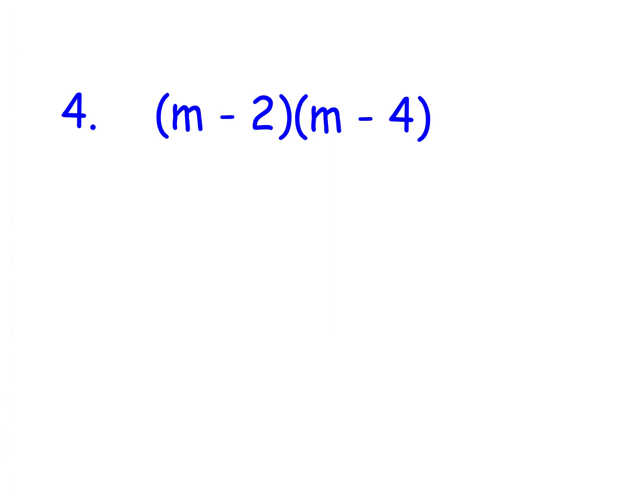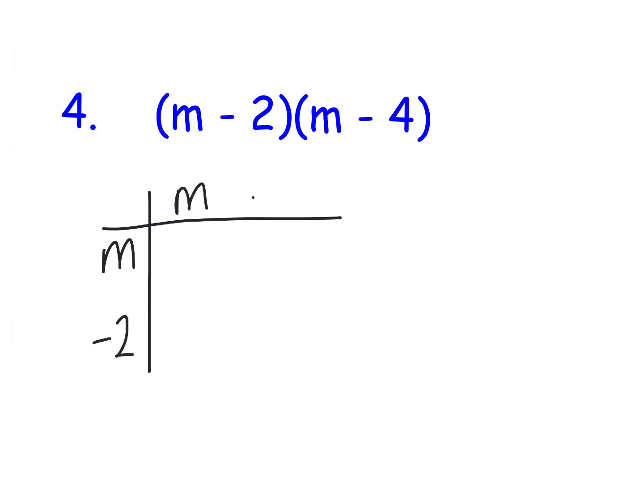Okay, on this one we're going to do the same again. This one I'm just showing you because it's got a wee bit more negatives. I'm going to put my first bracket down the side, m minus 2, and my second bracket along the top, m minus 4. And remember, it doesn't matter which way around you put these, okay? Right, top left of my box will be m times m, which is m squared.